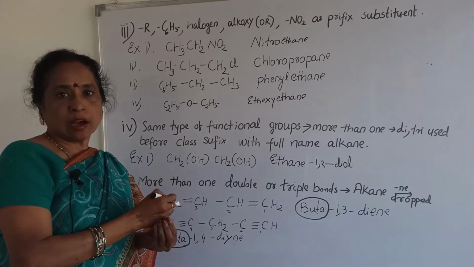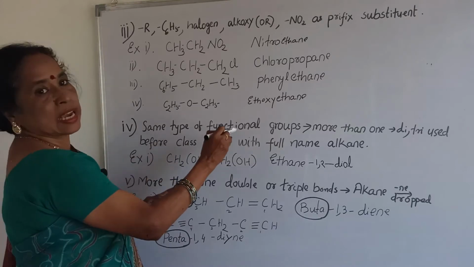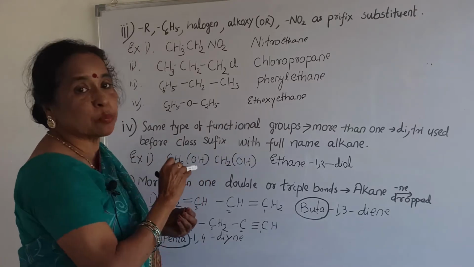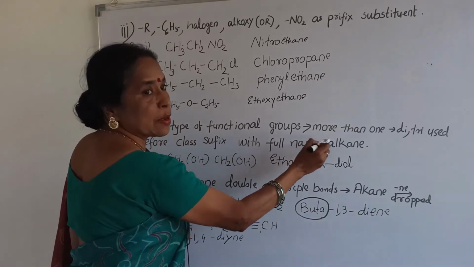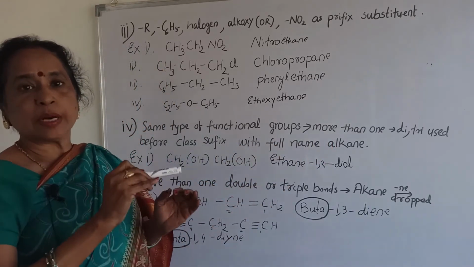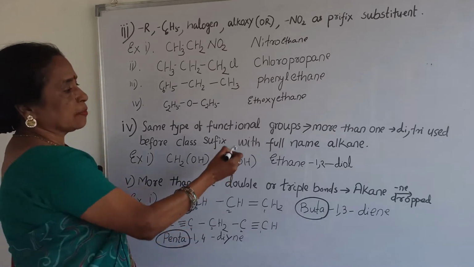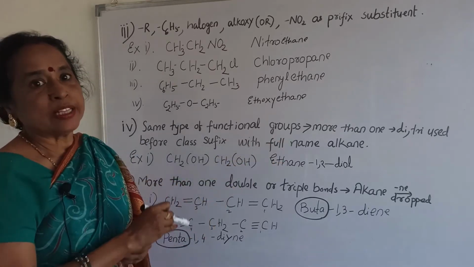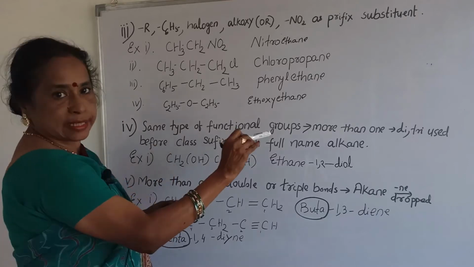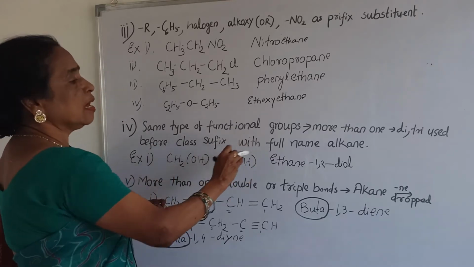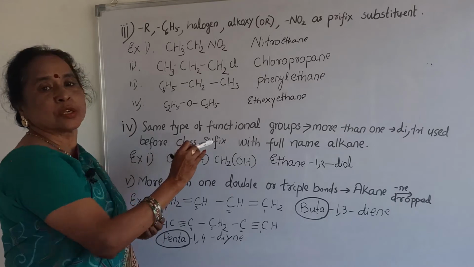Before that, you should use di, tri, like this, with the position also. And the main important thing here is to use the full name of the alkane. We will see the number of carbons, and first you will write the alkane name, then you will put the position, then you will put di, tri, like this, before the class suffix.